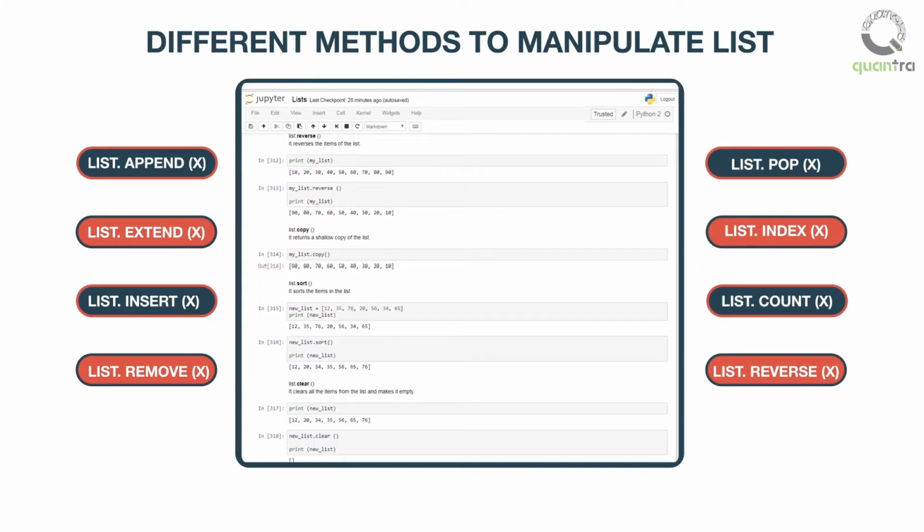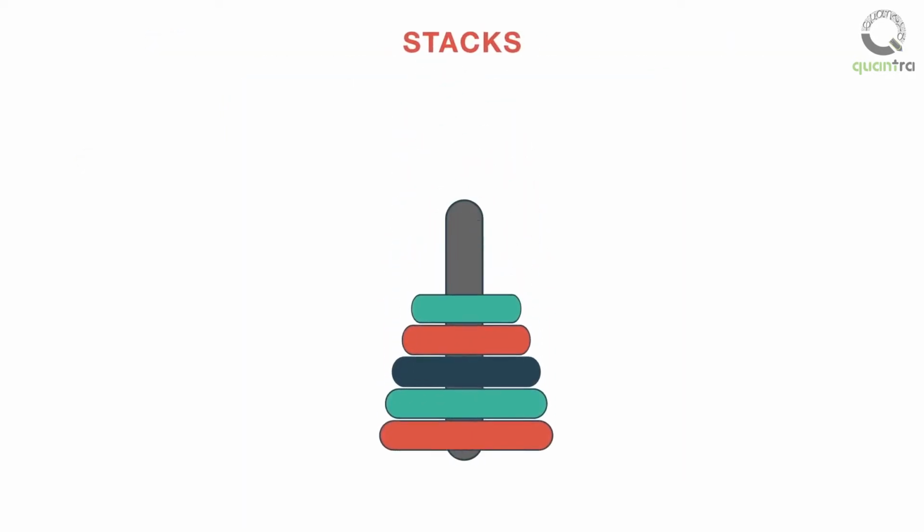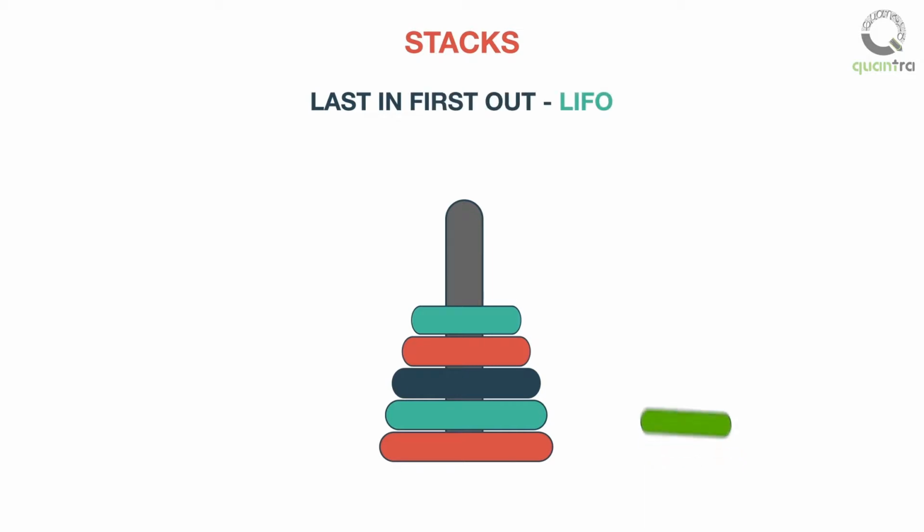Using lists in Python is very easy. Lists can be used as a stack, wherein the last element added to the stack is the first element retrieved. This is known as last in, first out, or LIFO. To add an item on the top of the stack, you can use the append function, and to retrieve from the top, you can use the pop function.